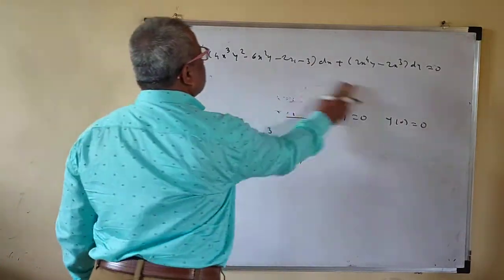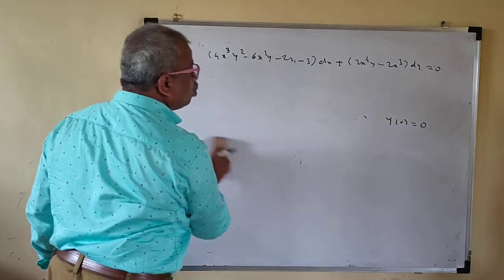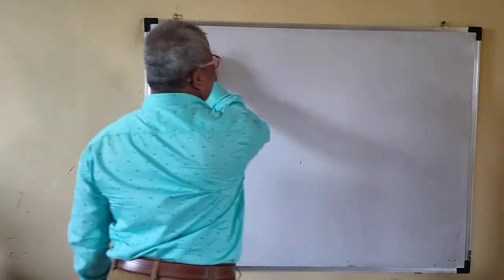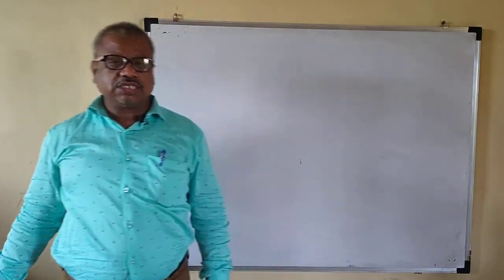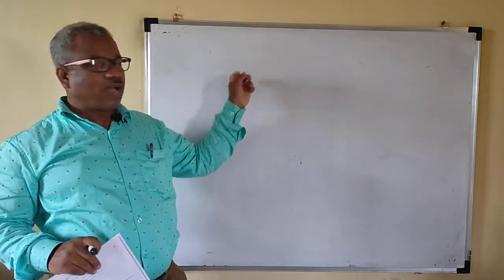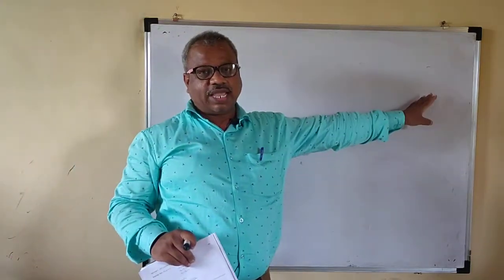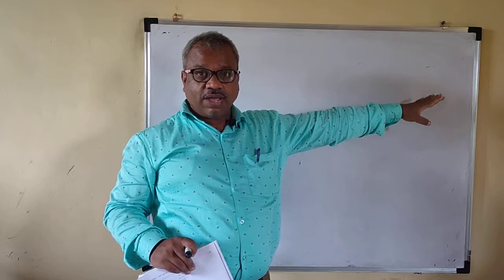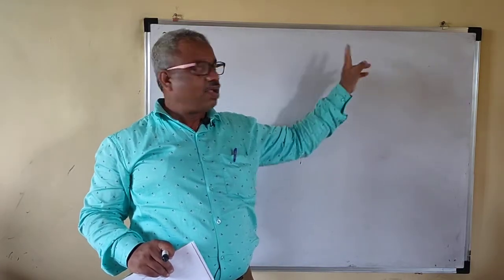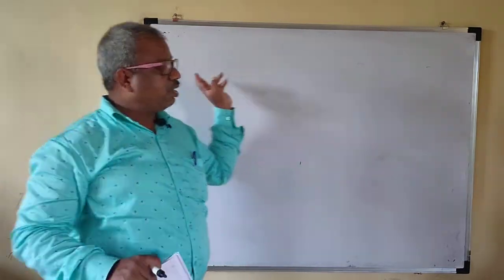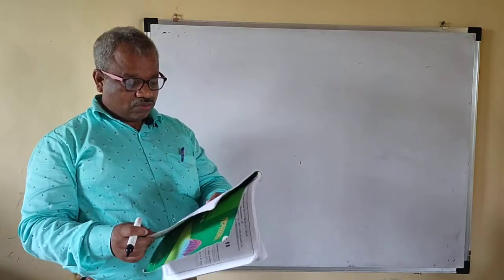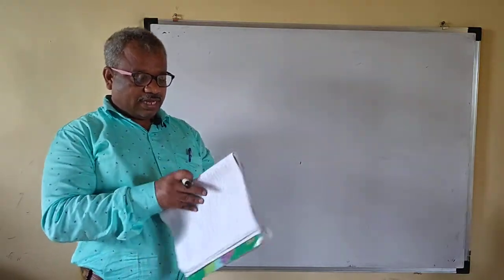I hope you understand how to find the solution of an exact differential equation. It's very easy now. Just integrate with respect to x, with y constant, and for dy, take the term not containing x and integrate it with respect to y. You have to assume here y is constant. In this way you can integrate this.